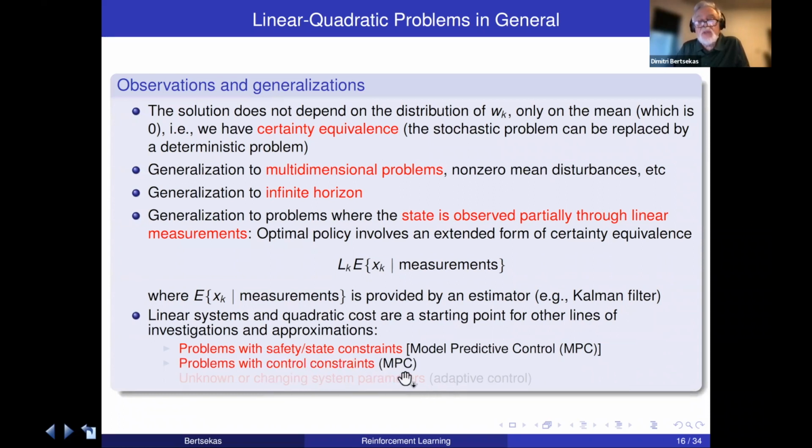So similar to state constraints are control constraints, again in model predictive control. Also, problems of adaptive control, where the system involves unknown or changing parameters. This happens, for example, in self-driving cars, robots. The environment changes, the system parameters change, and certainty equivalence ideas from the linear quadratic problem apply here in adaptive control, and we're going to discuss those probably in the next lecture.